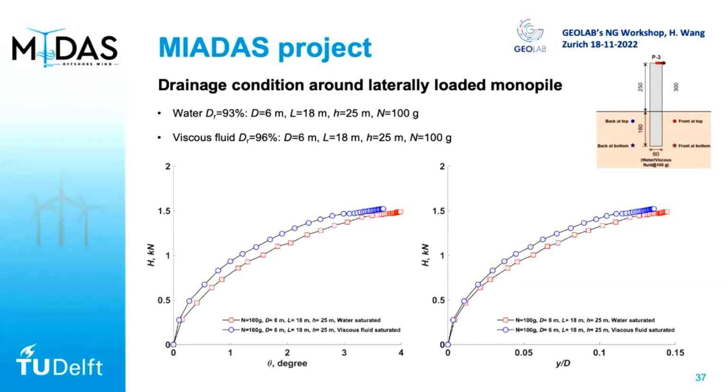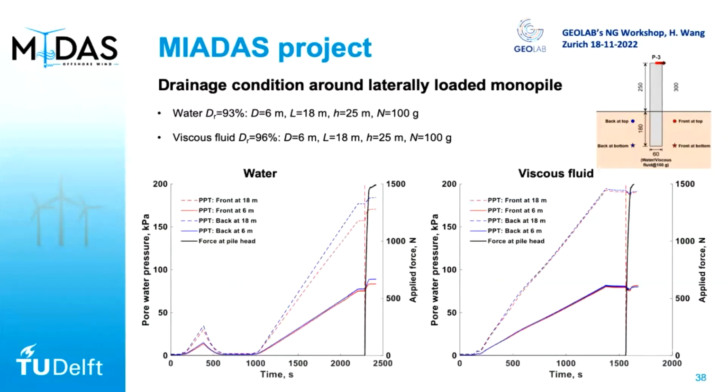There is some minor difference because the density is not exactly the same, but as you can see, when it is drained, you get very close results. Basically, once it's drained, whether you use viscous fluid or water doesn't matter; it is completely effective-stress controlled. This is also confirmed by the measurements of the pore pressure sensors. I won't go into detail.